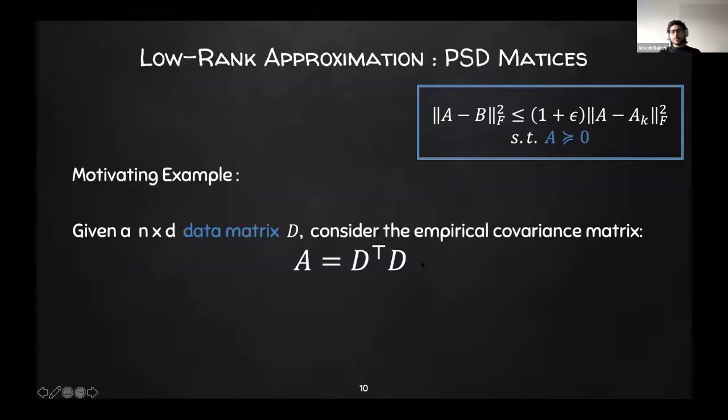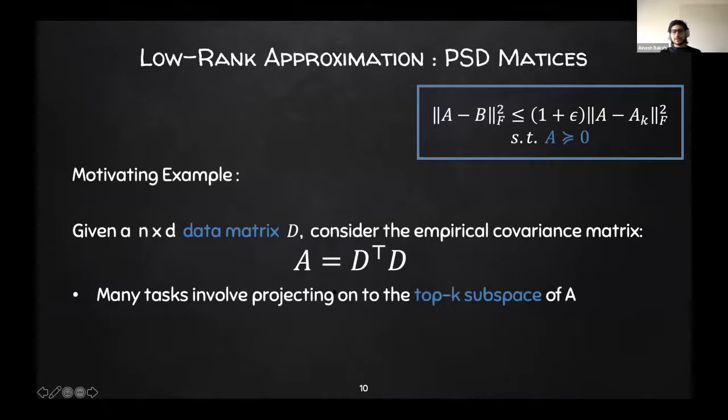Okay, so why would we want to study such a problem? Well, consider the following example that might appear in practice. We are given an n by d data matrix D, and consider the matrix A to be D transpose D. This is the empirical covariance matrix of your data set. Several tasks involve projecting onto the top k subspace of such a matrix A.